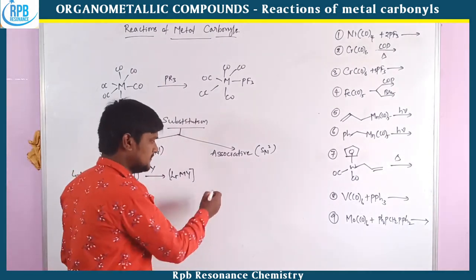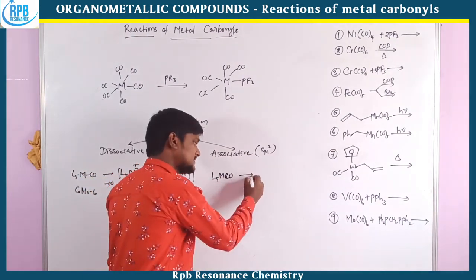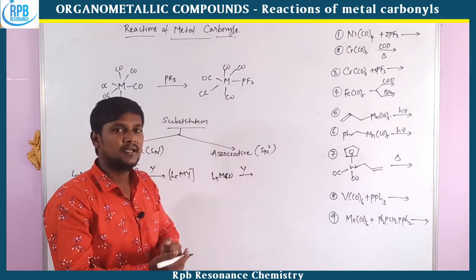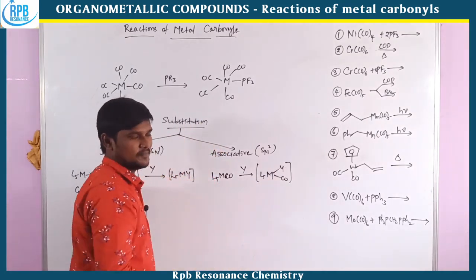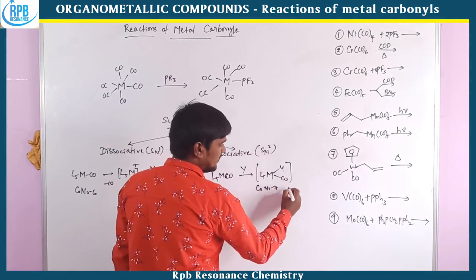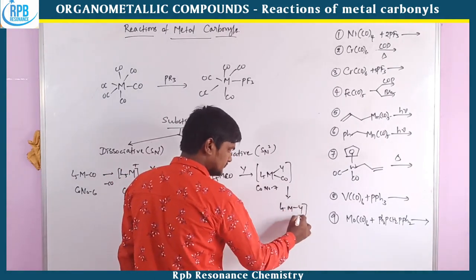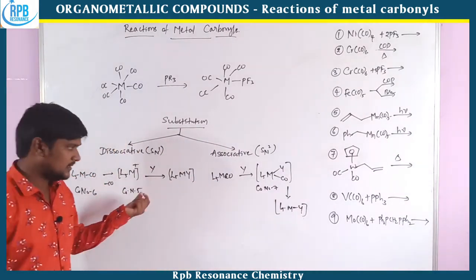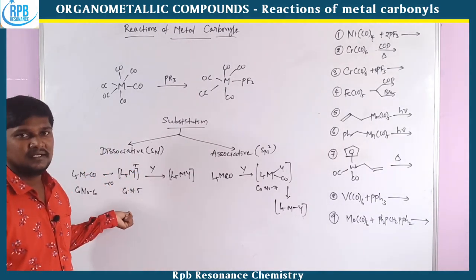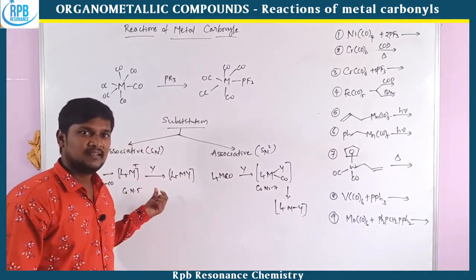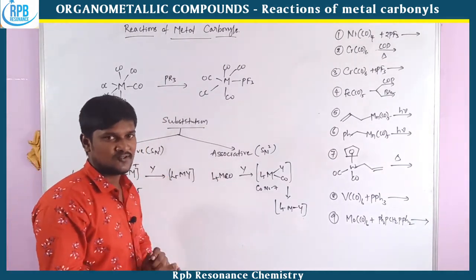Now in the associative mechanism, we take the same complex, L5M-CO. First the incoming ligand approaches the metal atom and forms a coordination number 7 complex, a transition-type compound with Y, CO and L5. Then it eliminates the carbonyl group and forms L5M-Y. Both reactions produce the same product, but the way of proceeding is different. Here the intermediate has lower coordination number, there higher. Lower means dissociative, higher means associative. This is the brief introduction to substitution reactions in metal carbonyls.